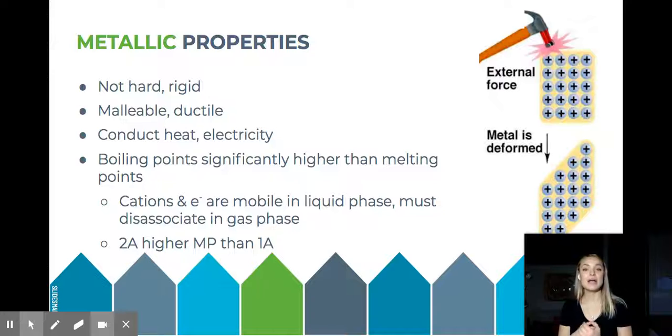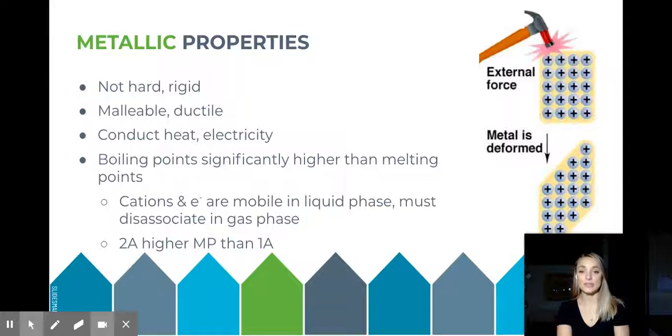We tend to see boiling points that are significantly higher than their melting points. And this also has to do with that electron sea model. So when we're in the liquid phase, the cations and the electrons are mobile, and they can still balance the charges very easily. However, in order to go to the gas state, we have to disassociate completely the cations from the electrons, and that requires a significant amount of energy.